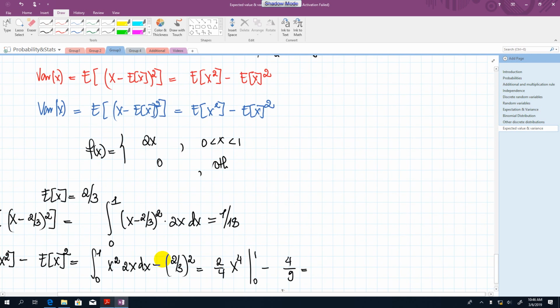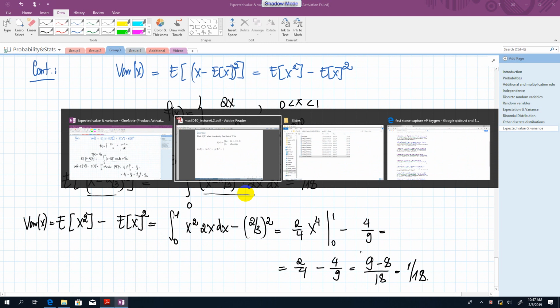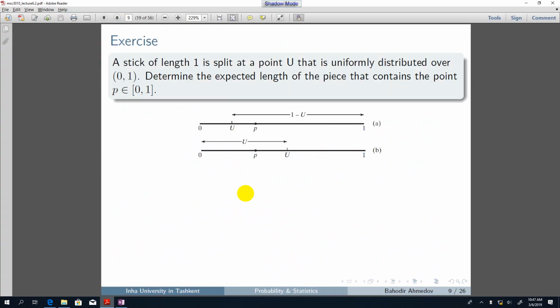Okay? So I just wrote here this formula in order to understand that the expectation of (x minus 2 over 3) squared is equal to the integration of (x minus 2 over 3) squared multiplied by the density f(x) dx. Okay? Now let us try to solve this problem.